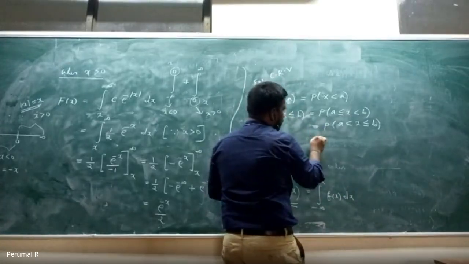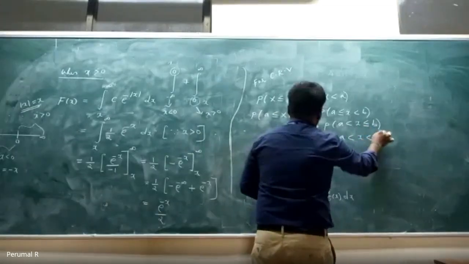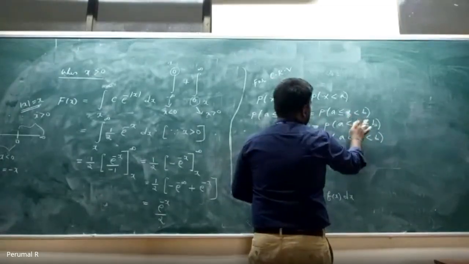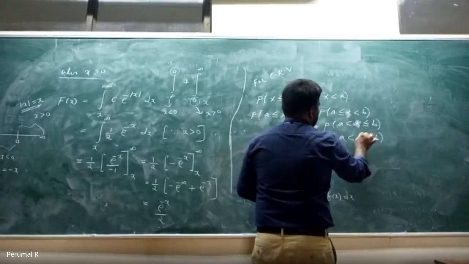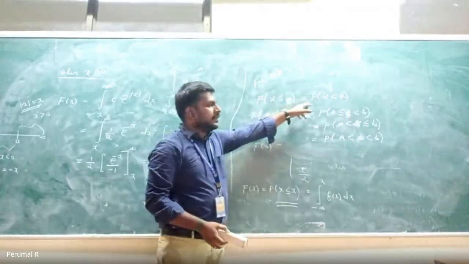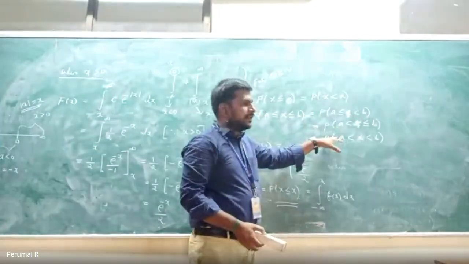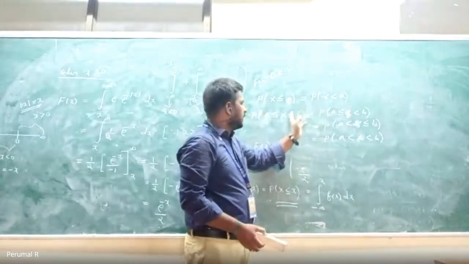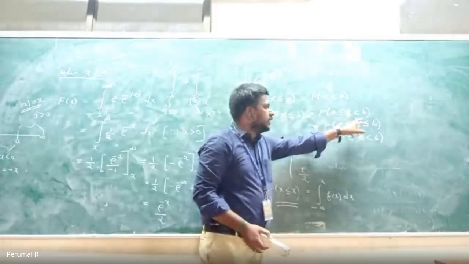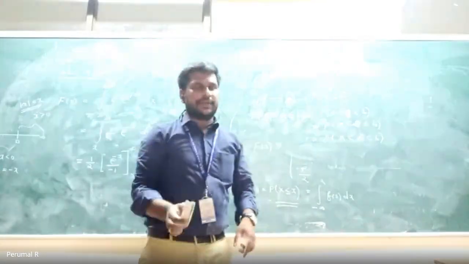Again, it is equal to the probability of a less than X less than b. Here, X less than or equal to a is equal to X less than a also. All of these are equal. Now, is it clear? Here X takes values till infinity.